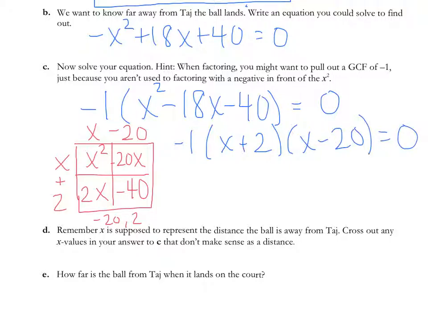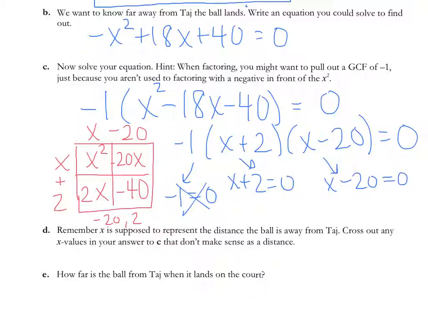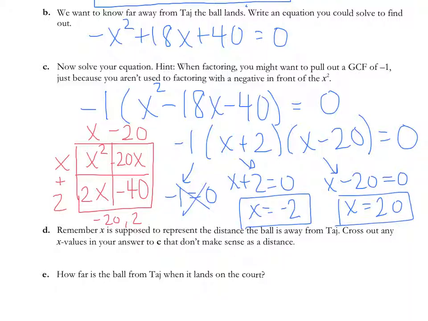And now that this is factored, I can use the zero product property to solve. The zero product property says that if I have a product of a bunch of things that are equal to 0, then at least one of those factors has to be 0. So my options are either negative 1 is equal to 0, which just doesn't make sense, or x plus 2 is 0, or x minus 20 is 0. So x plus 2 can be 0 when x is negative 2, and x minus 20 can be 0 when x is equal to 20. So my two possible values for x would be negative 2 and 20.